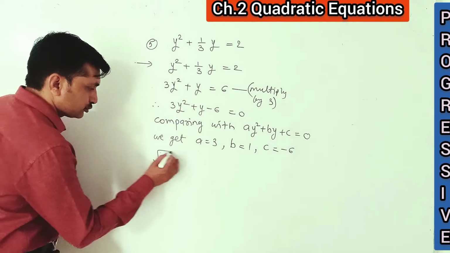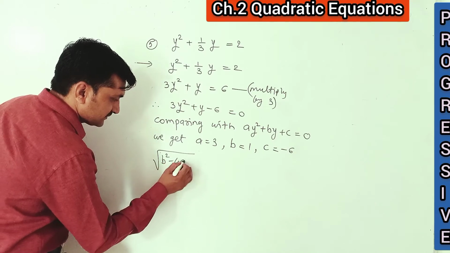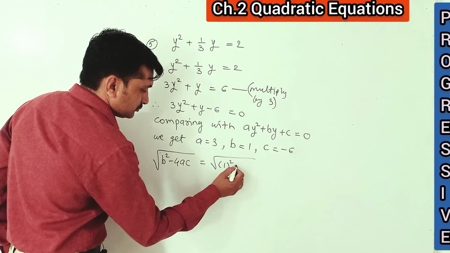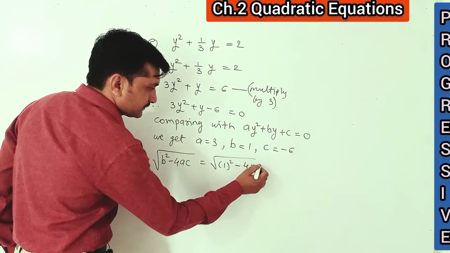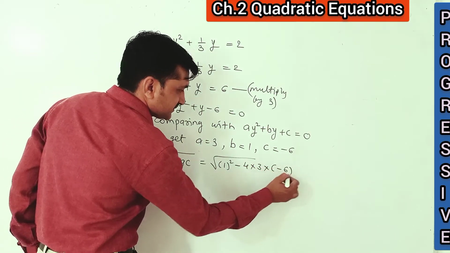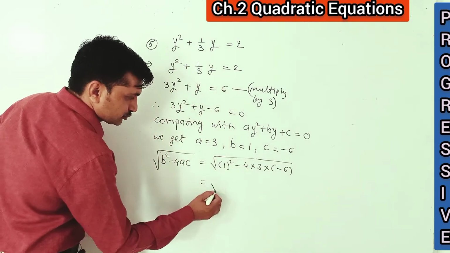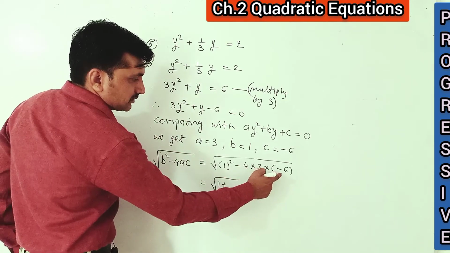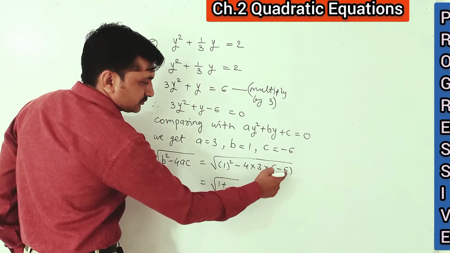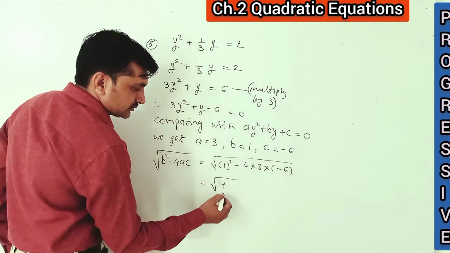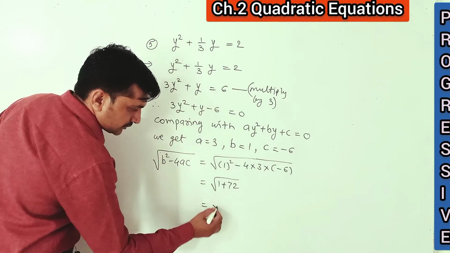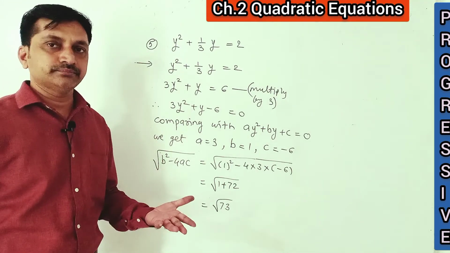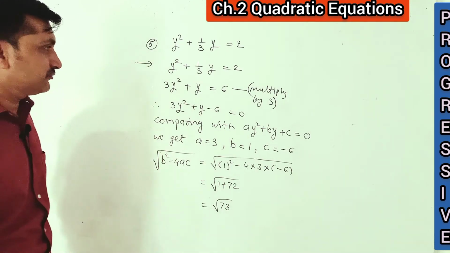Now root value, root b square minus 4ac is equal to, find out, b value is 1 bracket square, minus 4 multiplied by a value 3 multiplied by c value minus 6 is equal to square root of 1 square is 1, minus minus plus, 4 3s are 12, 12 6s are 72, and here root 73 addition. Root 73 is prime, that's why we cannot factorize it by the formula.